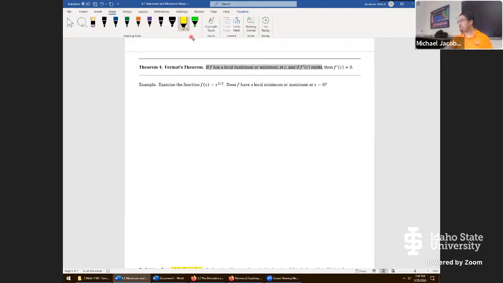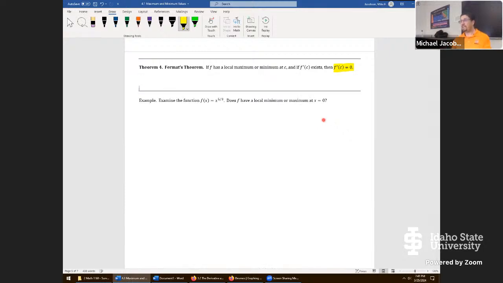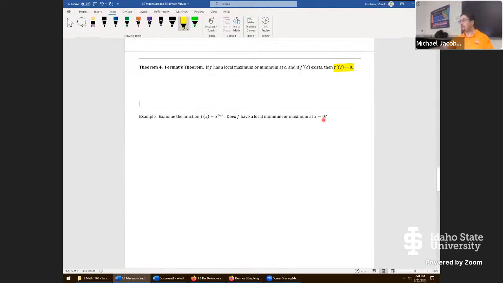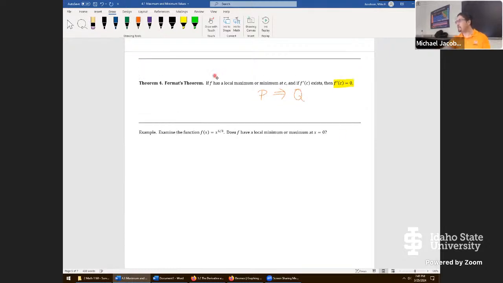So this is the major content of Fermat's theorem. That's a wonderful theorem. It says if you can find and solve this right here, you might have found a local maximum or a minimum. But the way I said that is also unfortunate, because this is the way the logic goes. It's P implies Q in a certain sense. P is the hypothesis, and it's this entire portion right here.